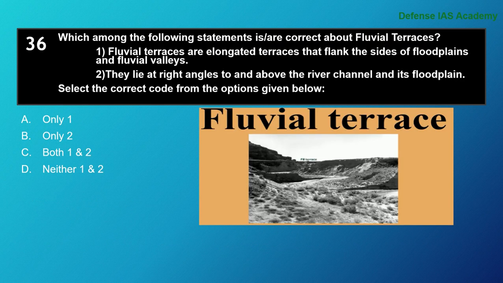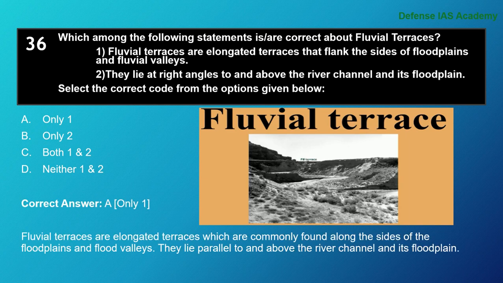Question 36. Which among the following statements are correct about the fluvial terraces? The fluvial terraces are elongated terraces that flank the sides of floodplains and fluvial valleys. They lie at right angles to and above the river channel and its floodplain. The answer is option A, only one. As you can see in the figure, it shows a fluvial terrace. You can see that they are elongated terraces which are found along the sides of the floodplains and the valleys. They lie parallel to and above the river channel and its floodplain.